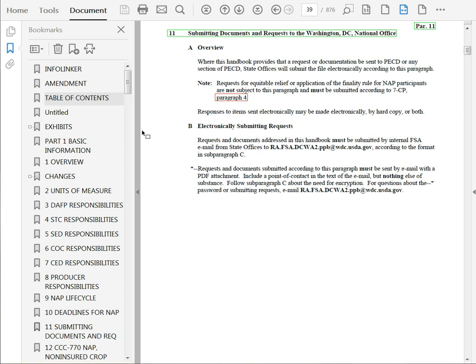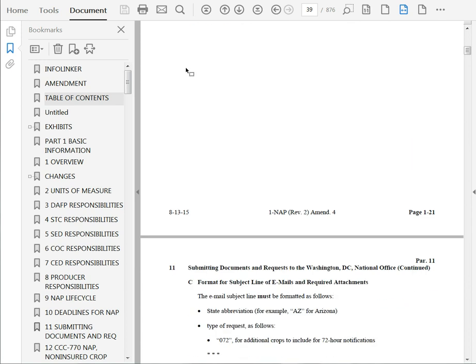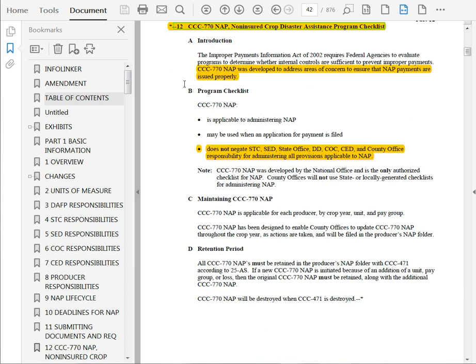It's very rare that you'll have to send anything to Washington, D.C. In the event that you do, you will probably be partnering with your district director or the state specialist before you send anything. However, paragraph 11 does list out the correct way of formatting your communications and who to direct them to. Paragraph 12 introduces us to the CCC 770 NAP.